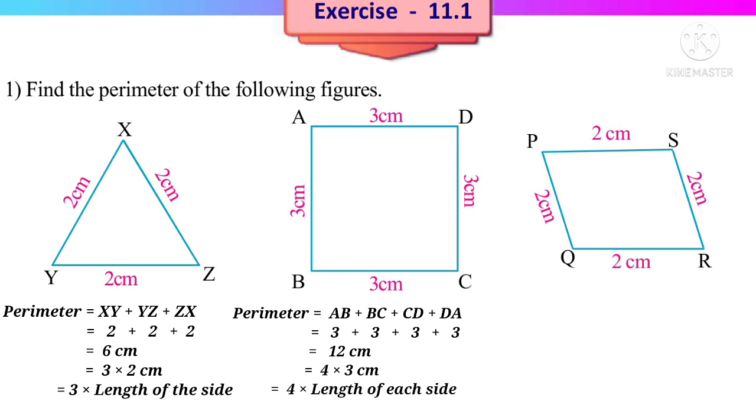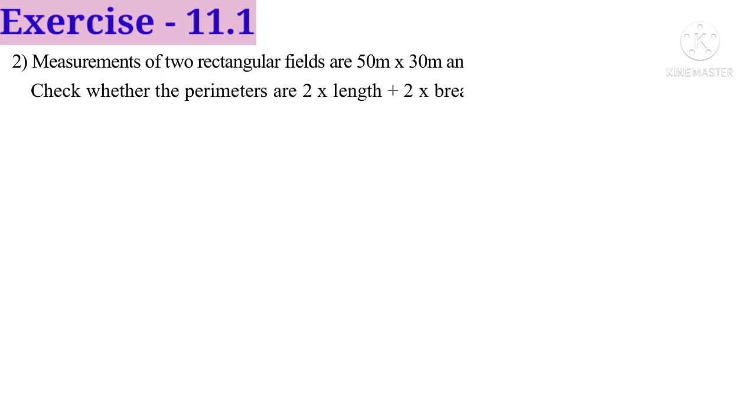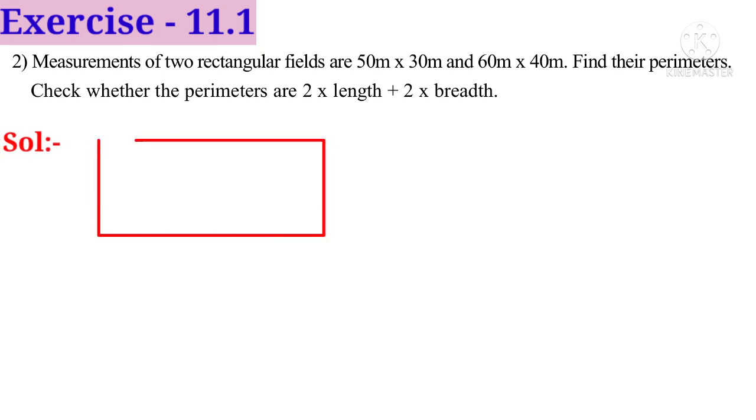Next, perimeter of third figure is AB plus BC plus CD plus DA, that is equal to 2 plus 2 plus 2 plus 2, which is equal to 8 centimeters. That can be written as 4 into 2 centimeters, that is equal to 4 into length of each side. Number 2. Measurements of two rectangular fields are 50 meters into 30 meters and 60 meters into 40 meters. Find their perimeters. Check whether the perimeters are 2 into length plus 2 into breadth. Solution. Take a rectangular field ABCD.